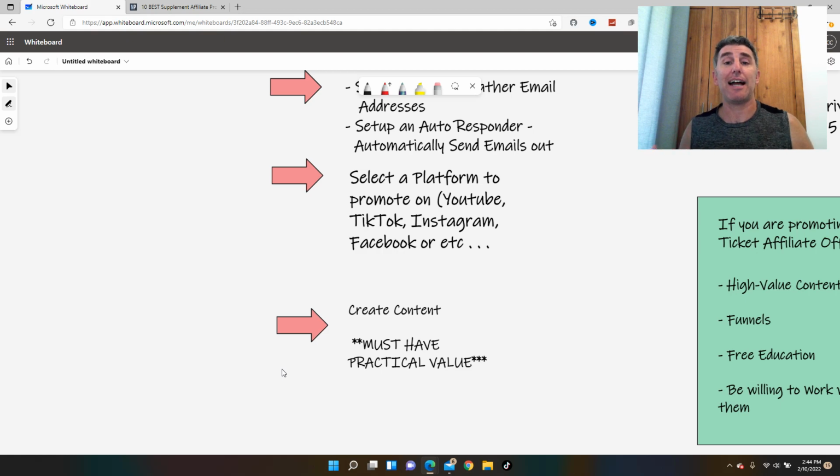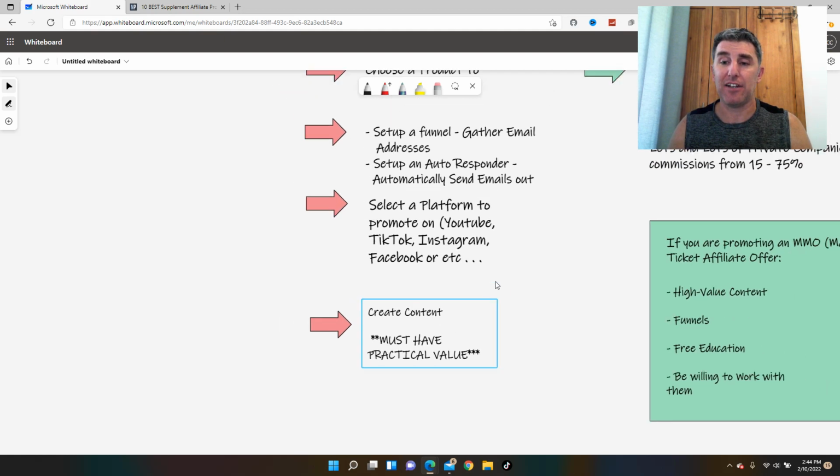You're not going to attract people. People aren't going to get to know you unless you give them something that means something to them. No matter how bad they want to make money or they want to lose weight or do whatever it is, they're not going to do anything unless they see a value behind what you're presenting. So you really have to make sure your content has value.